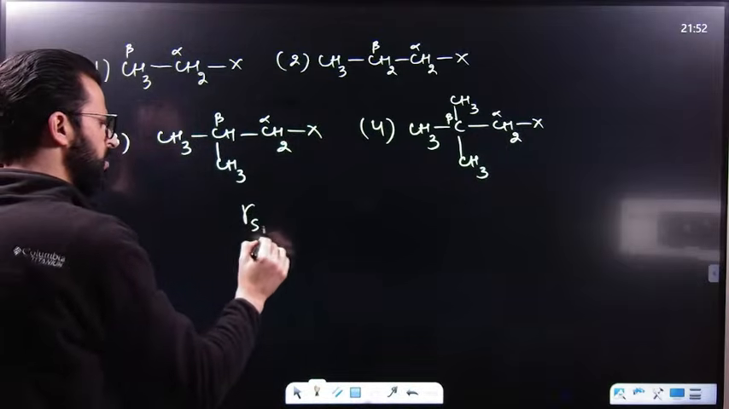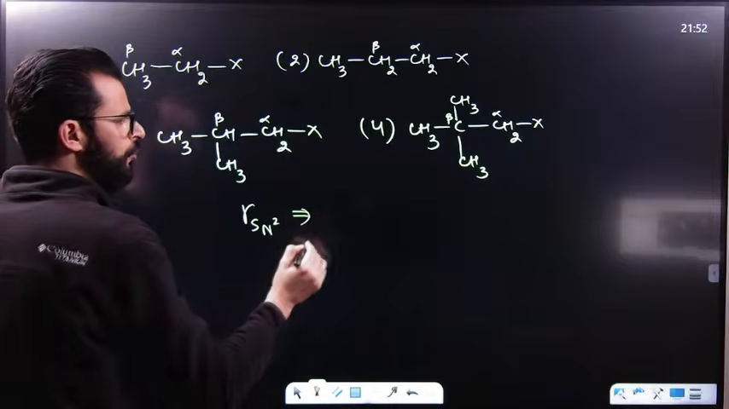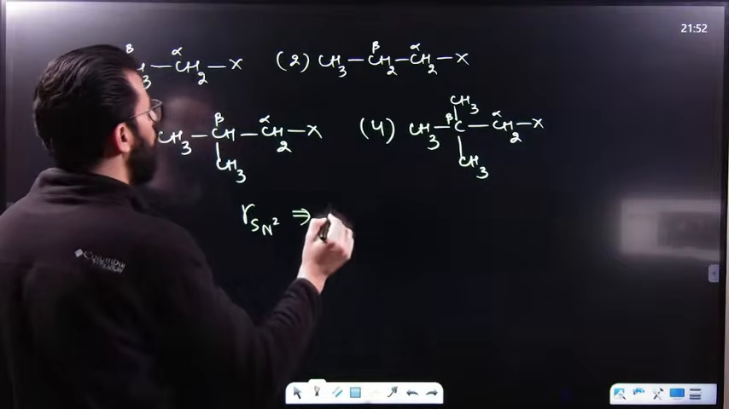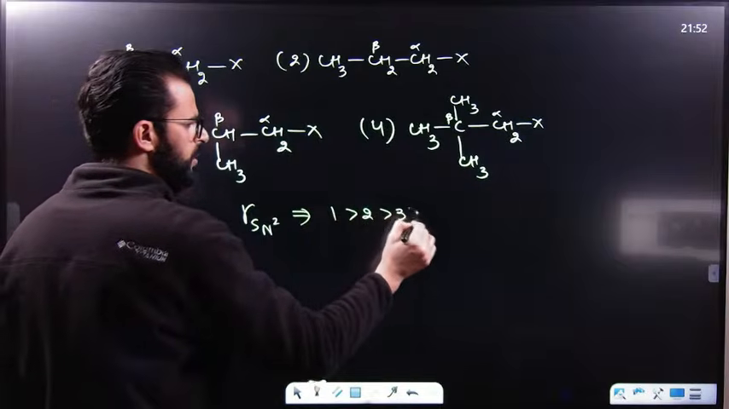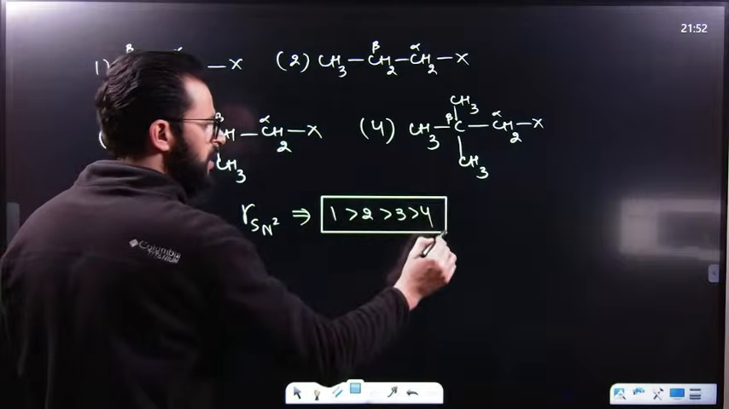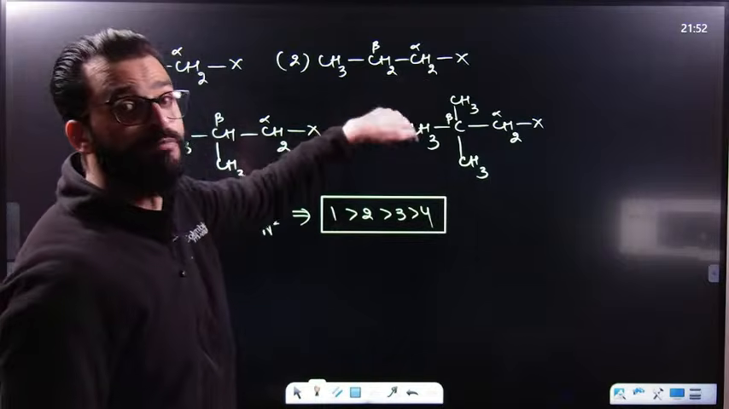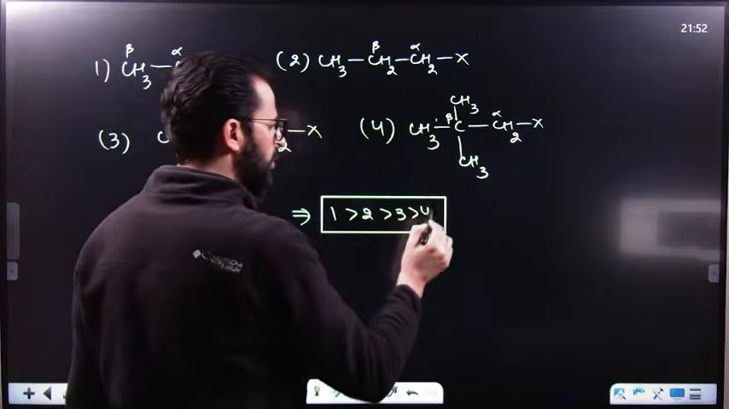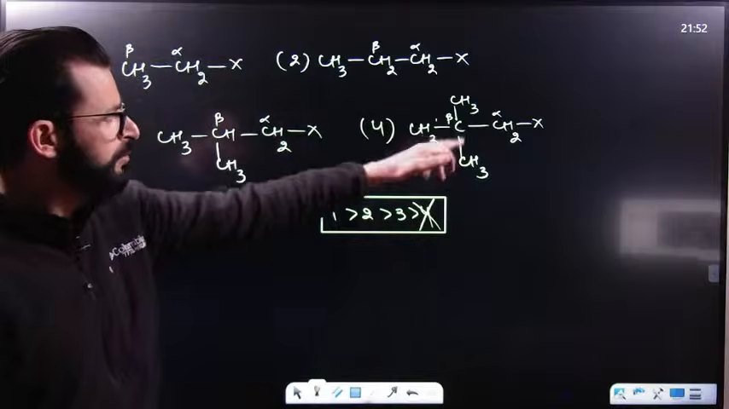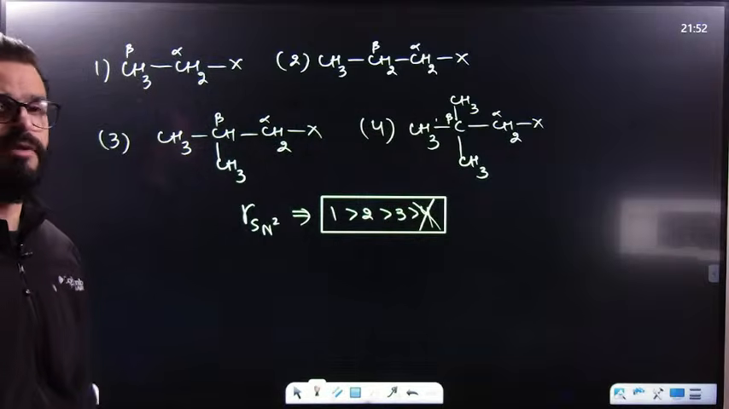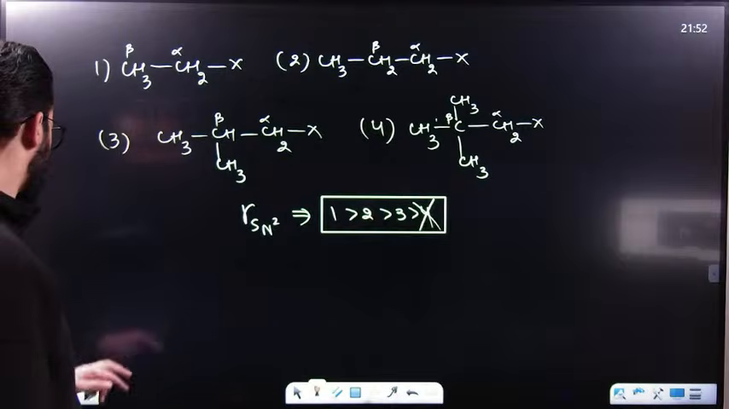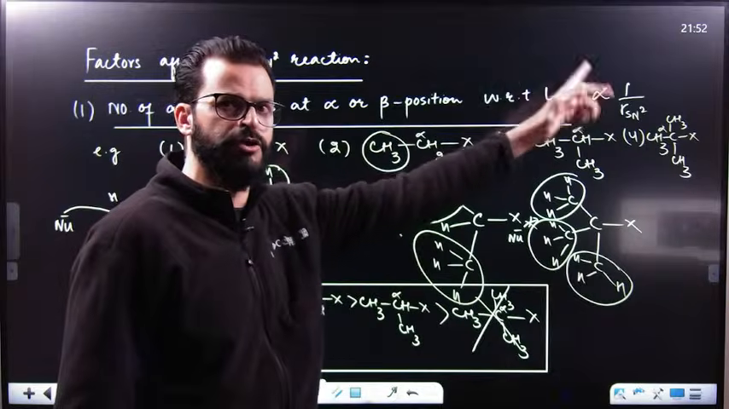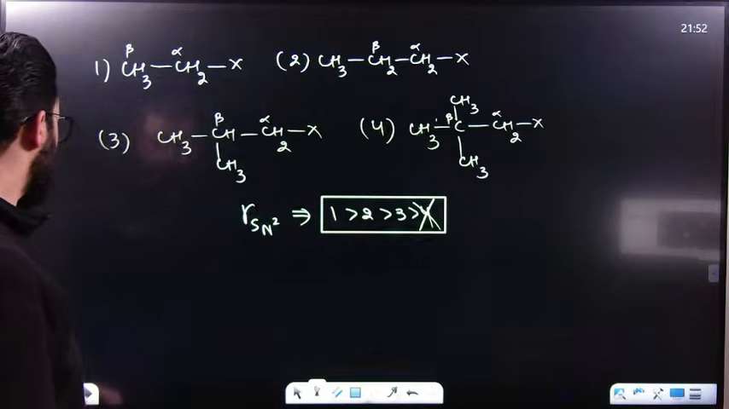So the rate of SN2 order will be 1 greater than 2 greater than 3 greater than 4. Why? Because in case of 4, there will be more repulsion due to more alkyl groups. This is known as neopentyl halide. This will not even show SN2 reaction because of more repulsion. So whenever alkyl groups are increased at the alpha and beta positions with respect to the leaving group, there will be lesser SN2 reaction. I hope this is clear.